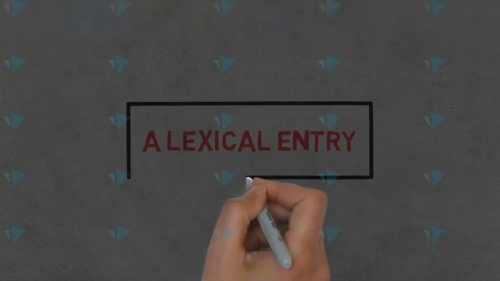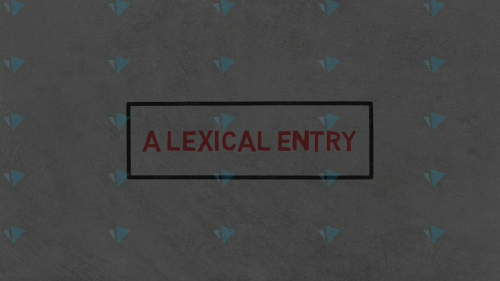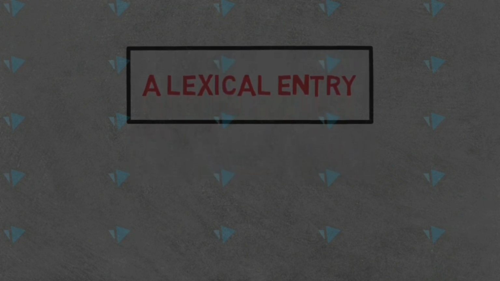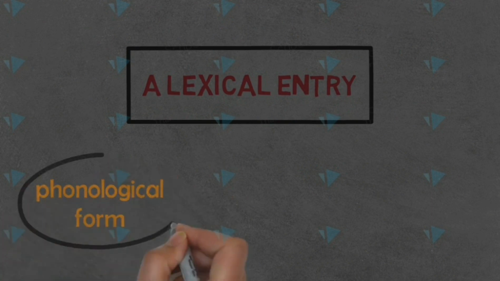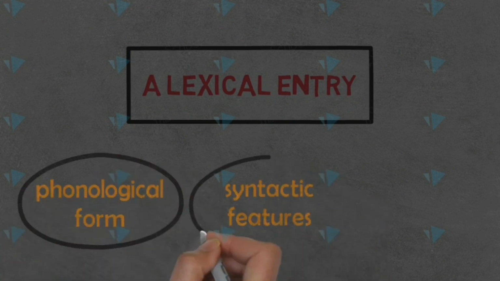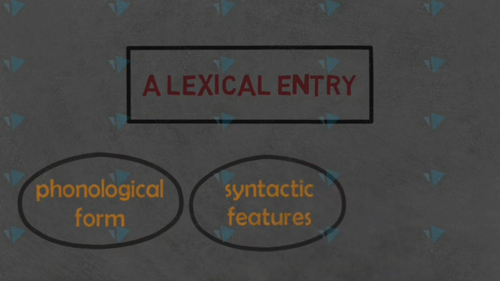Well, now lexical entry. It consists of 3 parts. One is phonological form, or how to pronounce the word, and then syntactic features, the function of the word, and the last is semantics, the meaning of the word.